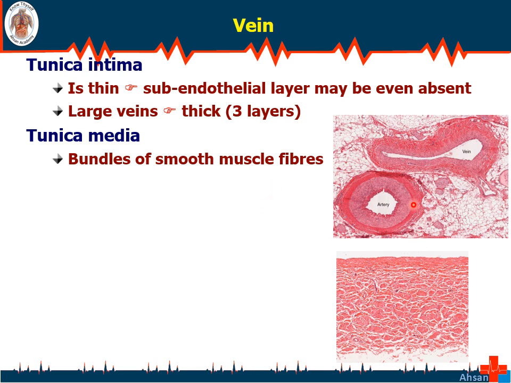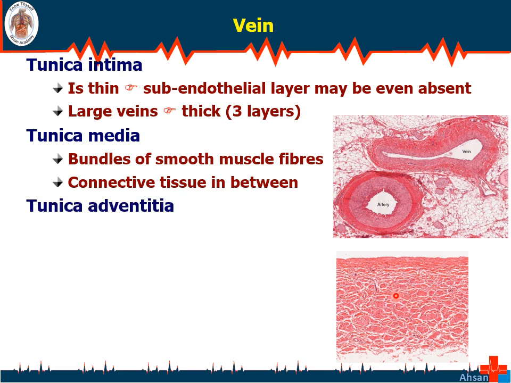The media, the muscle you see in the artery, forms a definite circular layer, and if it is a large artery, then circular elastic layers are there. So everything is arranged in a circular fashion. But in the case of the vein, you will see that the muscles are in bundles. They are separated from each other by connective tissue. The white areas are shown. The bundles of smooth muscle are separated by connective tissue.